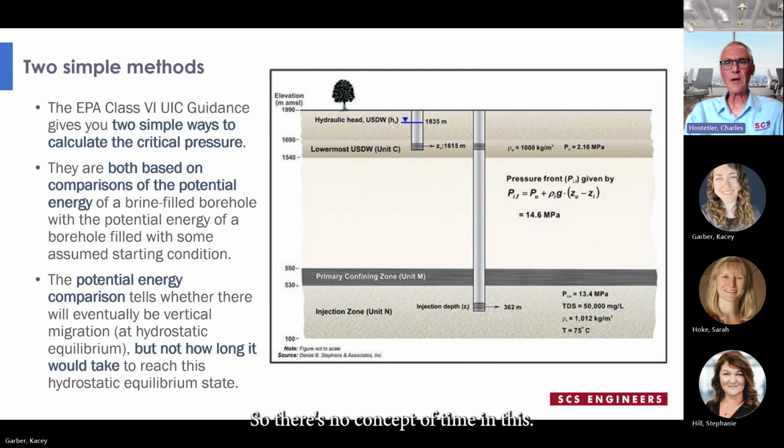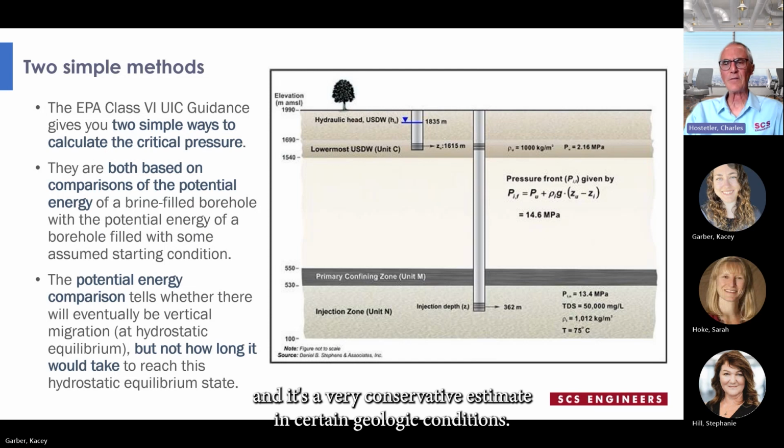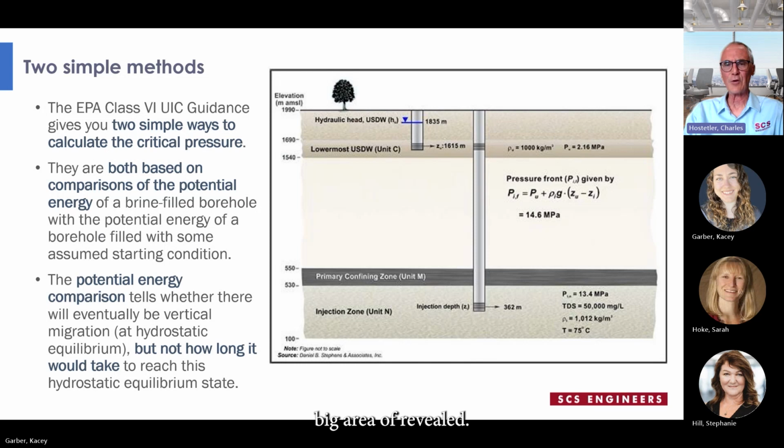So there's no concept of time in this. That could take a day, a year, 10 years, 100 years. It's a simple subtraction of one state from the other. And it's very easy to do, and it's pretty unambiguous, and you can do it in an Excel spreadsheet. The problem is that it doesn't take into account time, and it's a very conservative estimate. In certain geologic conditions, it can give you a very low critical pressure front, and hence a very big area of review.